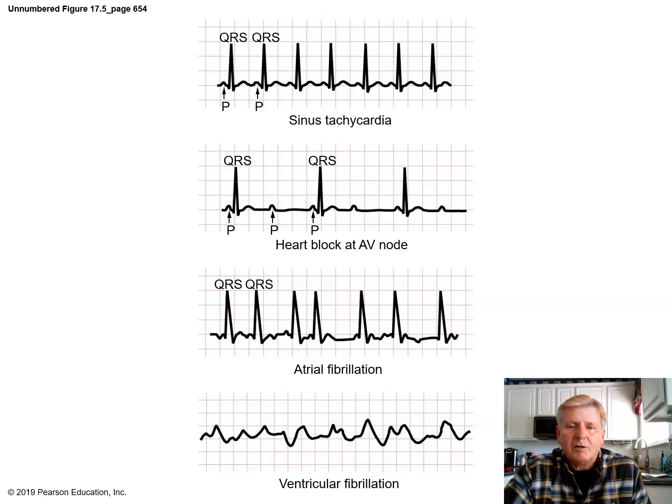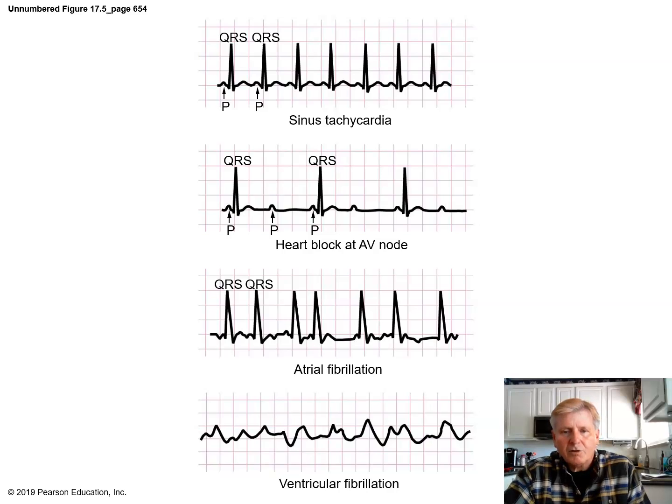So that would be indicative of second degree AV block. So you have 2 P waves for every 1 QRS complex. So that's a heart block with a 2-to-1 ratio.